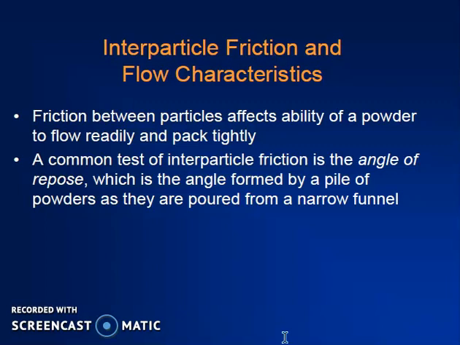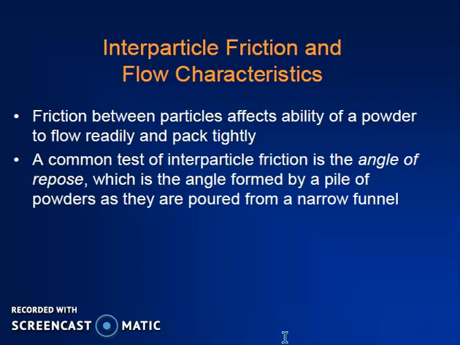Then interparticle friction and flow characteristics of powder metallurgy. Friction between particles affects the ability of powder to flow. Whenever there is friction between the particles of the powders, it affects the flowability of the powder. A common test of interparticle friction is the angle of repose, which is the angle formed by piles of powders as they are poured from a narrow funnel.